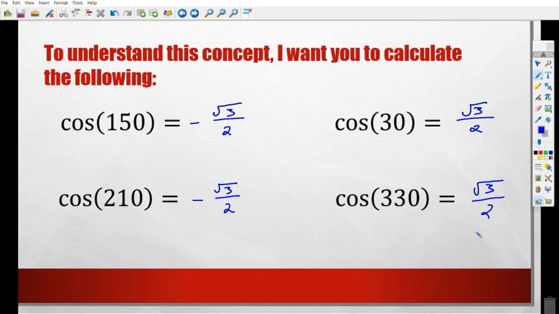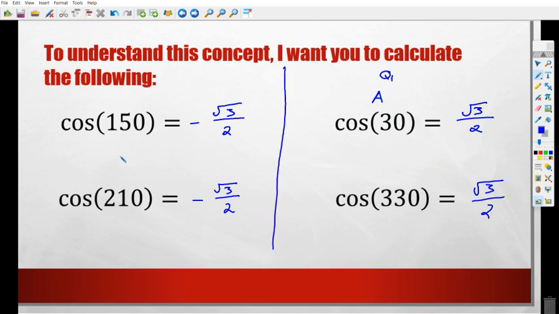So we see that the same thing is happening for cos. I've got some negatives and some positives, but the same value: square root of 3 over 2, square root of 3 over 2, square root of 3 over 2, square root of 3 over 2. It's a little bit strange. But if I'm looking at 30 degrees, which quadrant am I in? I'm in quadrant 1, and we know that all of my ratios are positive in quadrant 1.